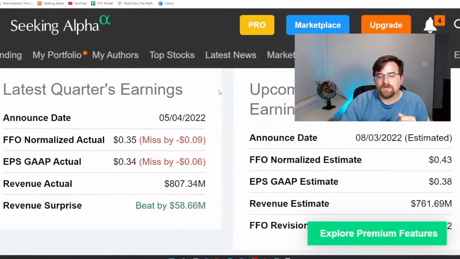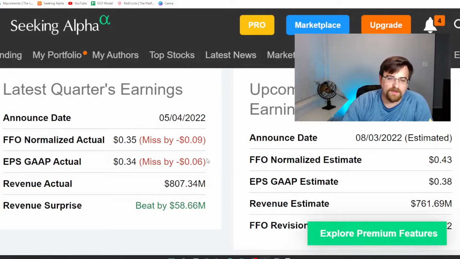Now, Realty Income had their last earnings on the 4th of May. They missed by 9 cents on the normalized funds from operations and negative 6 cents on the GAAP side. The revenue came in at $807 million, and they beat by almost 60 million there.